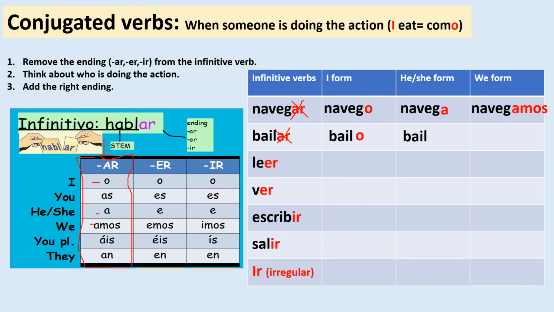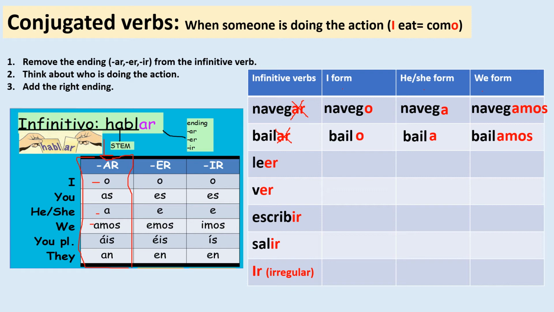Same thing for the he or she form. I look for the he or she ending, which is A, so baila. And for the we form, I look for the we ending, which is amos, and we have bailamos. Right, now we have leer, to read.